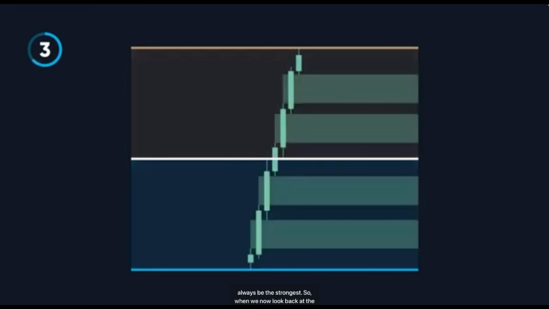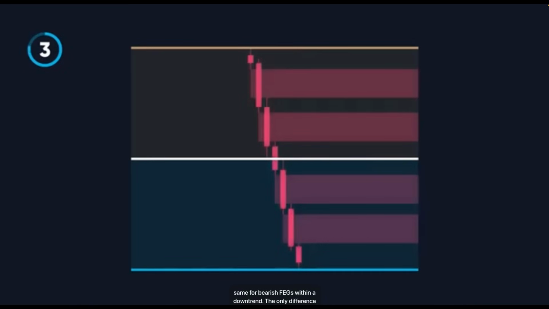So when we now look back at the chart, these highlighted fair value gaps are the ones we should be targeting for our long trades. And we can do the same for bearish FVGs within a downtrend. The only difference is we want to be targeting the fair value gaps that were created in the premium area, which is anywhere above the 50% line.